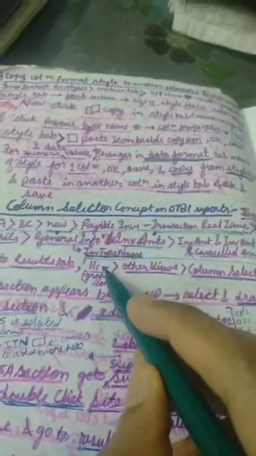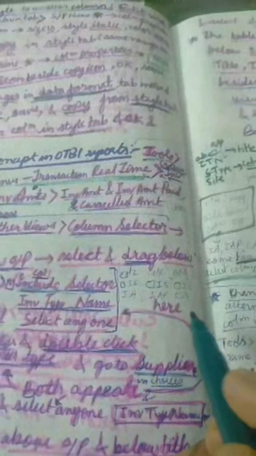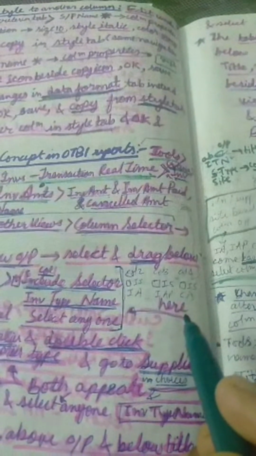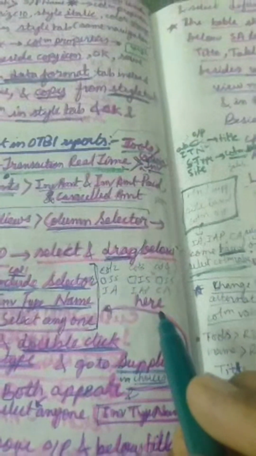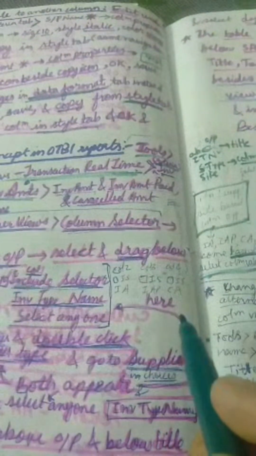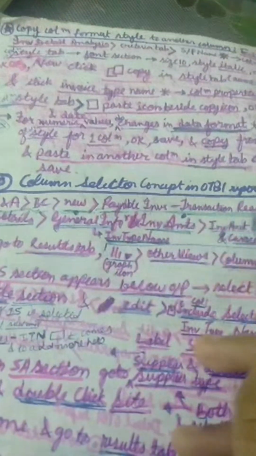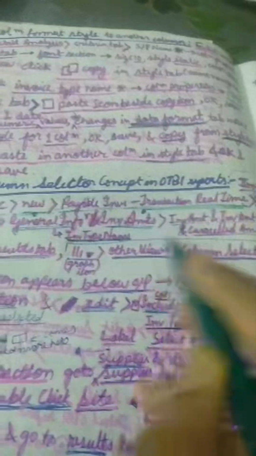So this is how it looks. Let me show. Okay, I'll just show it later. So in the criteria tab, I'm selecting all the columns that I need.